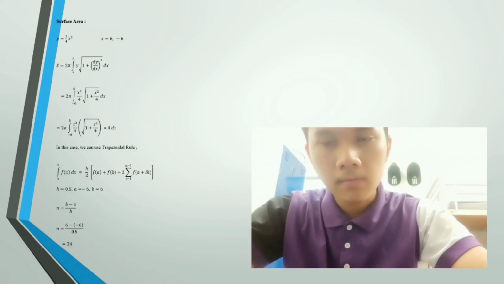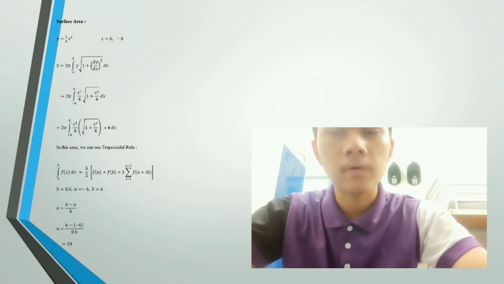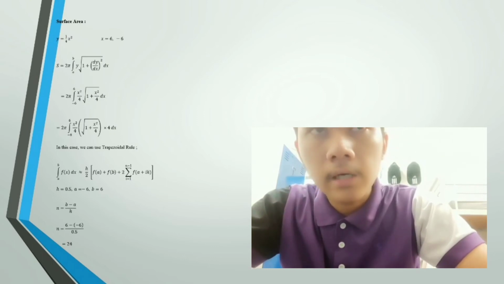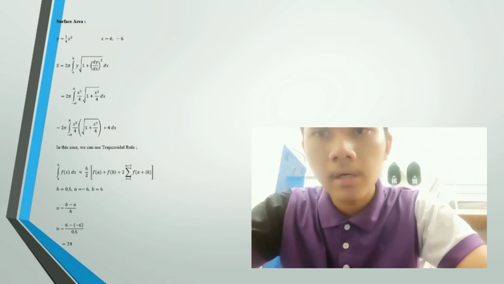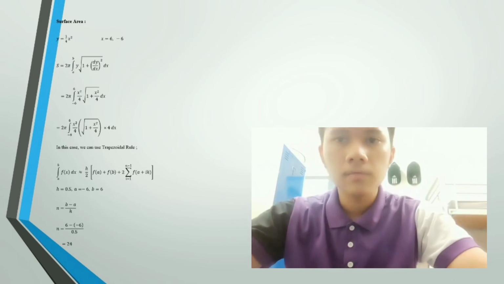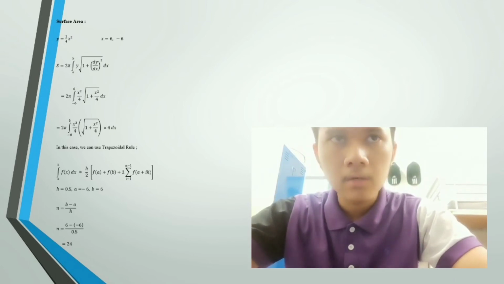Okay, next, for the second solution, is the surface area. For the surface area, we know that the y value is 1 per 4 x square, and the x values are 6 and negative 6. So with the surface area formula, we put the x and y values in the formula. After that, we multiply the square root with 4, and then we can get the equation.